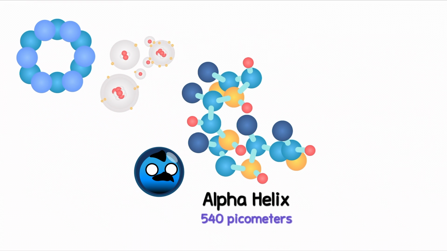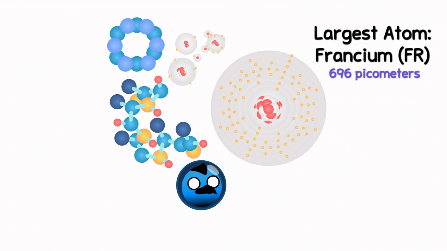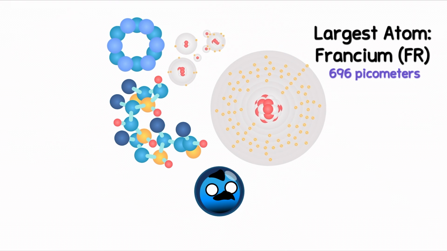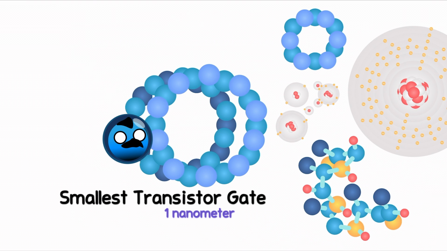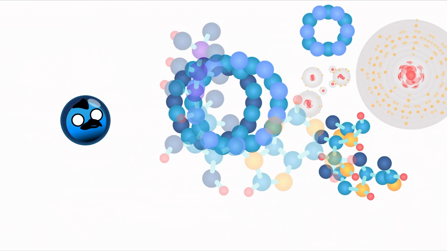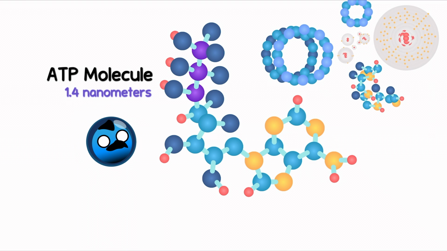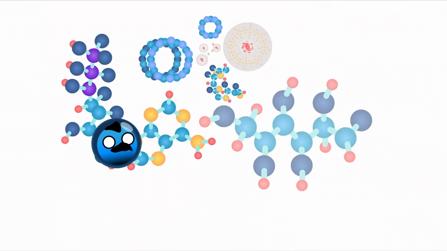Alpha helix, 540 picometers, a stable coiled structure in proteins. Largest atom, francium, 696 picometers. Smallest transistor gate, 1 nanometer, a tiny electronic switch that controls the flow of electric current. ATP molecule, 1.4 nanometers, a small energy molecule used by cells.